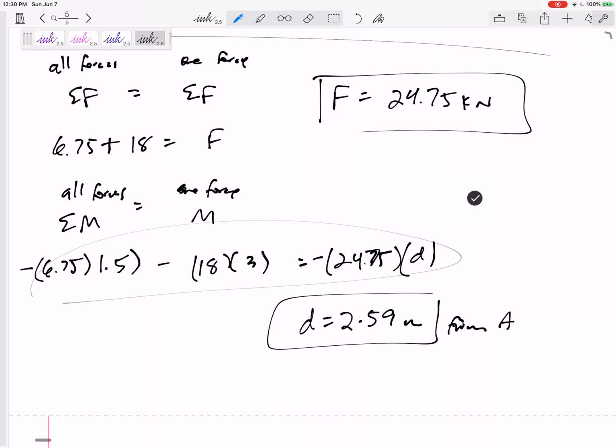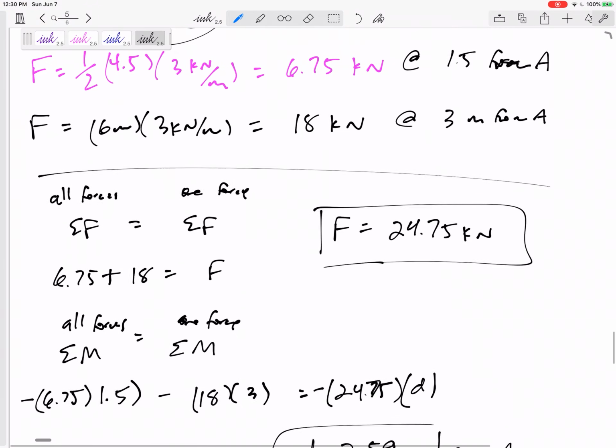It's really just a weighted average. It's really kind of a centroid problem, but I think about it as summing the moments of all forces being equal to the moment of one force. All right? So that was a good problem.